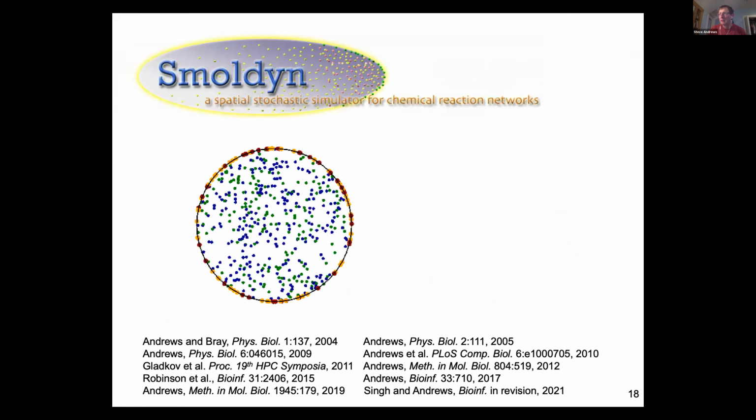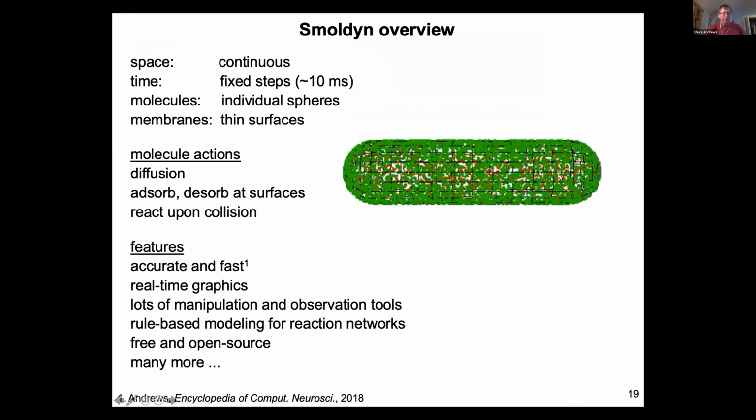So on to Smoldyn. Again, questions for anybody? Okay. This has been many, many years of work, obviously, so I have papers on it. The overview is Smoldyn is a continuous space spatial simulator with fixed time steps, tending to be roughly 10 milliseconds but it can use much smaller or much larger time steps. Molecules are individual spheres, and membranes are thin surfaces.